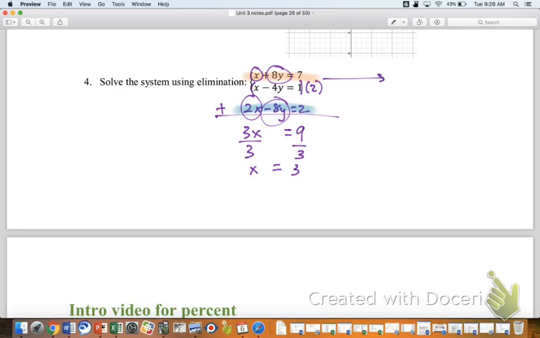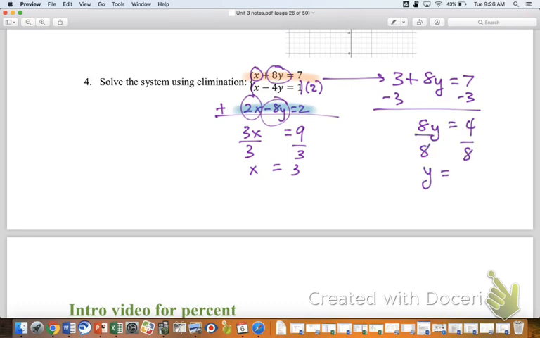If I use the first one here, I would say 3 plus 8y equals 7. Let's not do that, please. And I would just subtract 3. I'd get 8y equals 4. I'd divide by 8. And I bet you this gave you a little bit of concern.